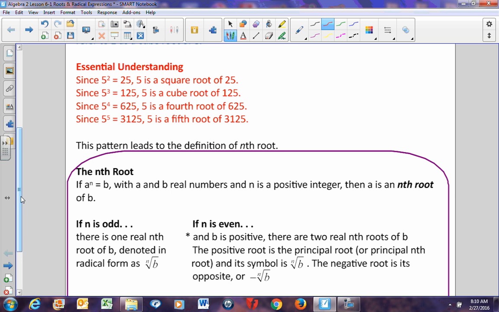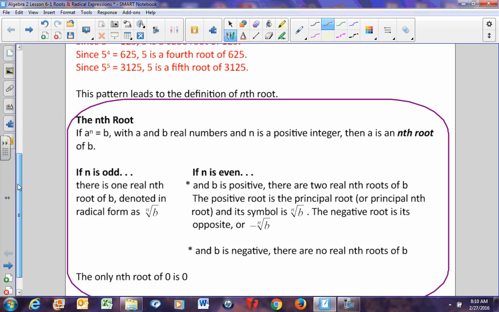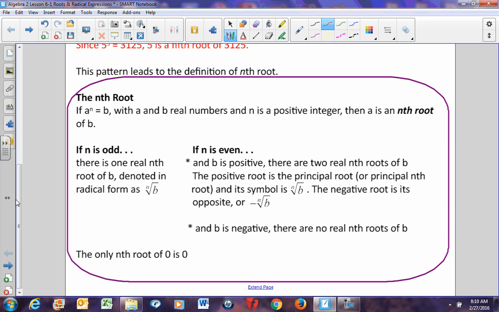If a to the n equals b, and a and b are real numbers, and n is a positive integer, not a negative integer, then a is an nth root of b. Now, if your nth root is odd, there is only one real nth root of b, denoted in the radical form as the nth root of b. However, if n is even, like a square root, a fourth root, a sixth root, an eighth root, etc., there are two real nth roots of b.